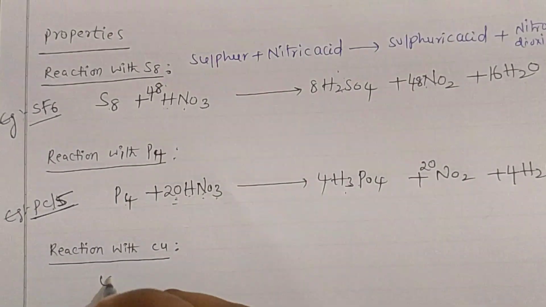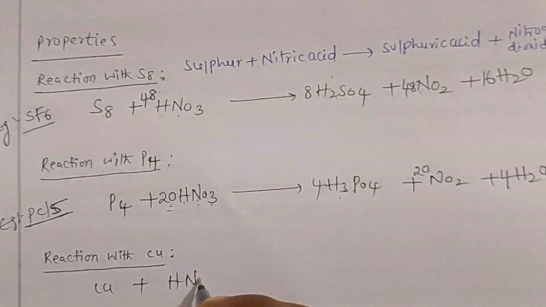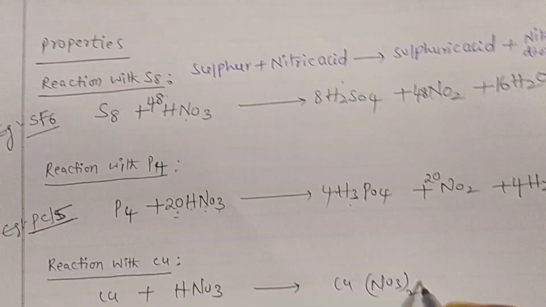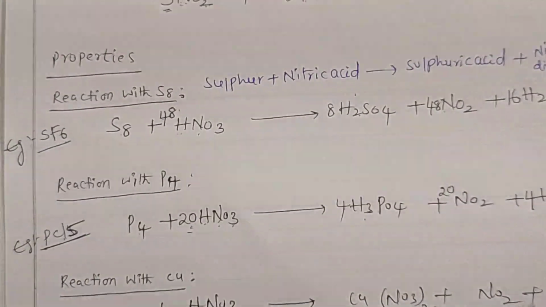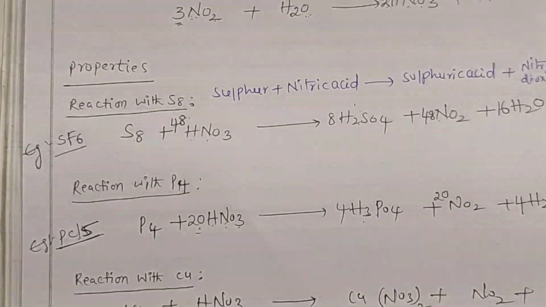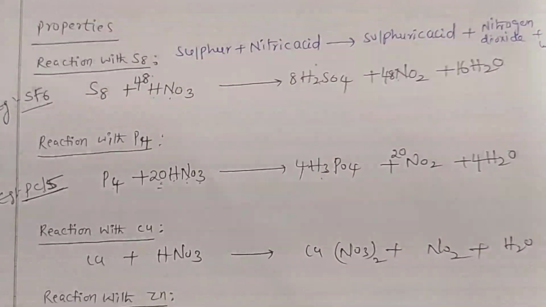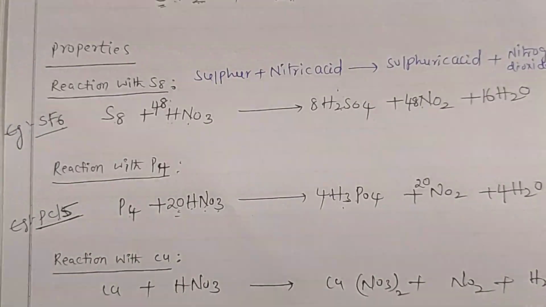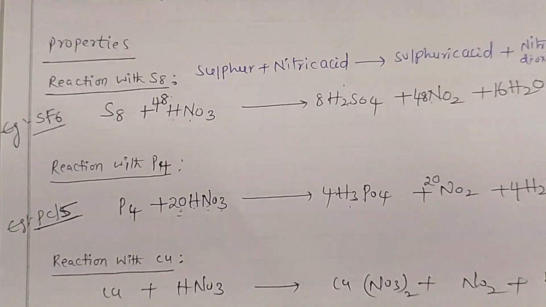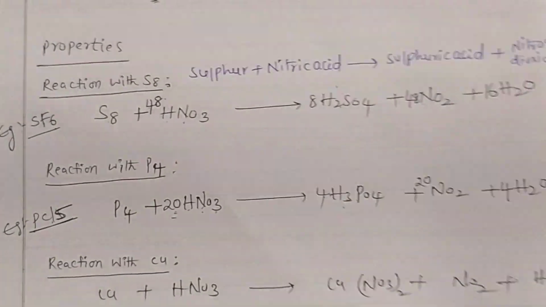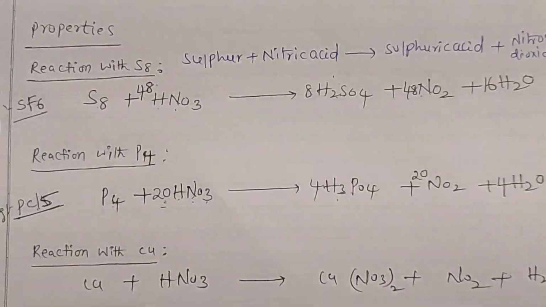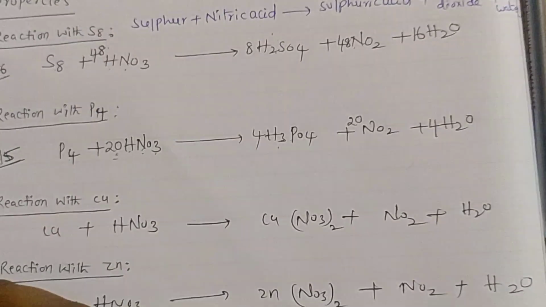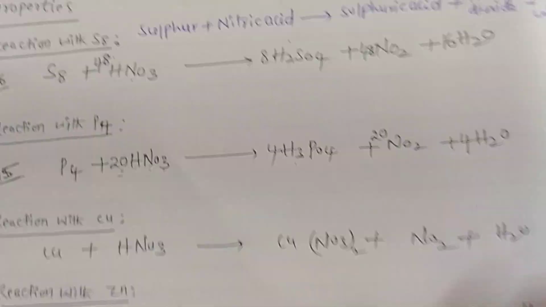And the reaction with copper plus HNO3, the products are copper nitrate or cupric nitrate plus NO2, same byproducts only, H2O. And then zinc plus HNO3: the reaction with zinc plus HNO3 gives zinc nitrate plus NO2 plus H2. Now balance the equations.